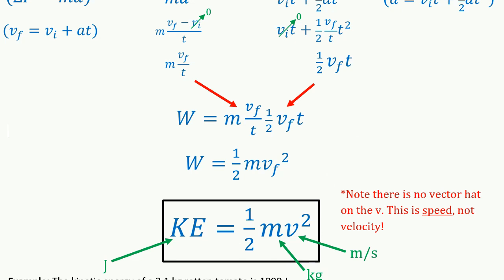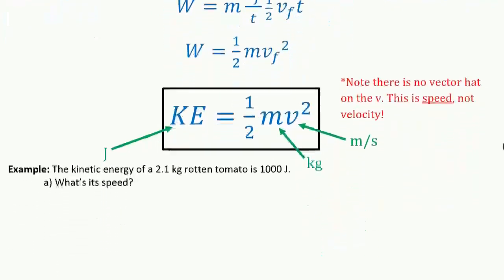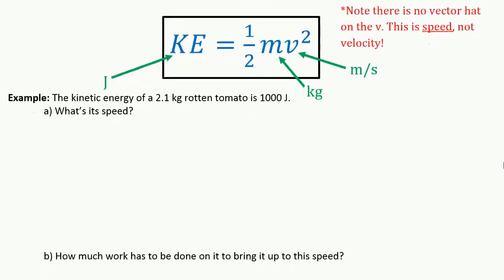So let's take this equation we have and try and solve a problem with it. The kinetic energy of a 2.1 kilogram rotten tomato is 1,000 joules. What is its speed? So this is really just an exercise in algebra. We have this equation for kinetic energy. We're given the kinetic energy, 1,000 joules. We're given the mass, 2.1 kilograms. Everything's in metric base units, so that's great.